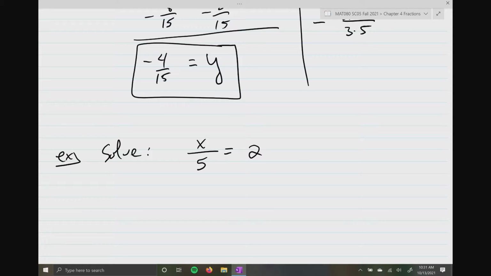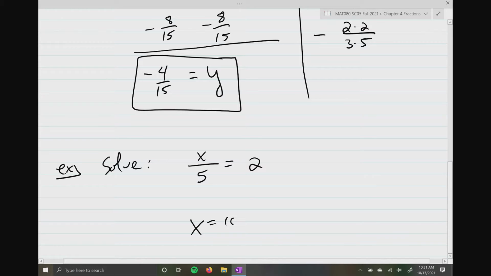So here we go. Solve x divided by 5 equals 2. Now, if we think about this problem, what number divided by 5 equals 2? Could we guess what that number is? Maybe 10? Yeah, I agree with you, Asma. The answer is 100% x equals 10. All right? But guessing is just not good for us. We need a systematic way to do this.